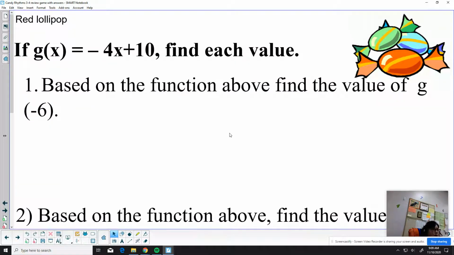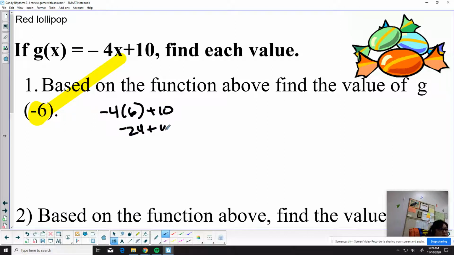If g of x is negative 4x plus 10, find each value. We're looking for g of negative 6. What that means is I take the negative 6 and I put it in the x spot, and then I just use PEMDAS. So that would be negative 24 plus 10, which would be negative 14 as my answer.